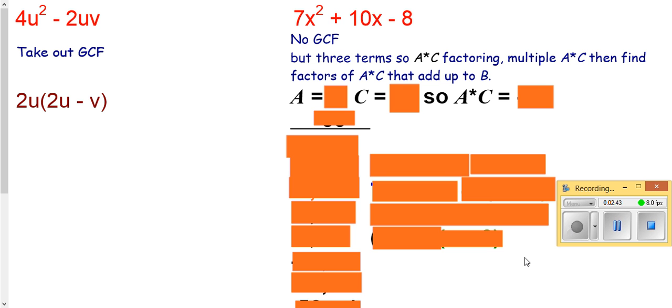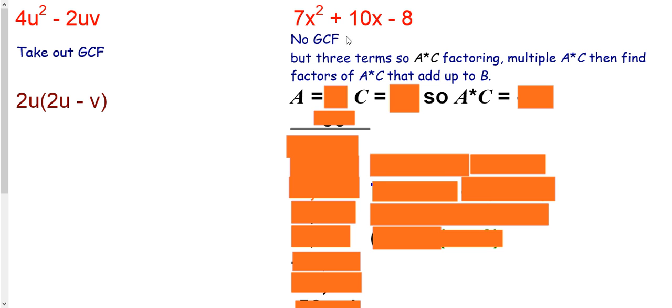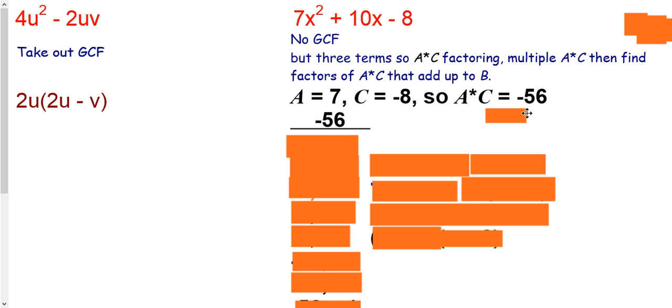We want to go ahead and take a look for that greatest common factor. In this case, there is nothing that goes into all three terms. But there are three terms, so we're going to use that AC factoring. A is the number in front of your x squared. C is the number that's off by itself. We multiply those together and we get negative 56. So now we need to start looking at the factors of negative 56.